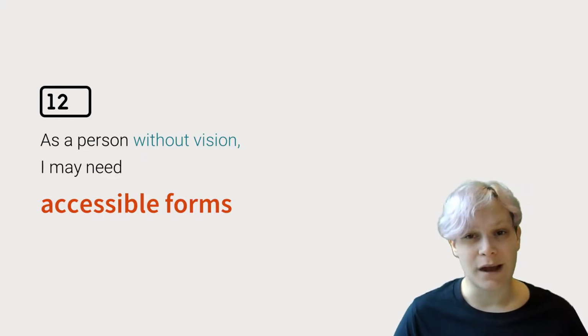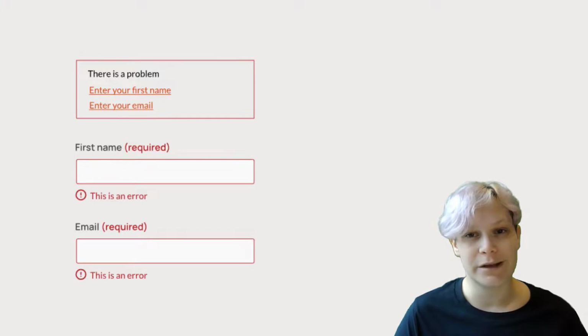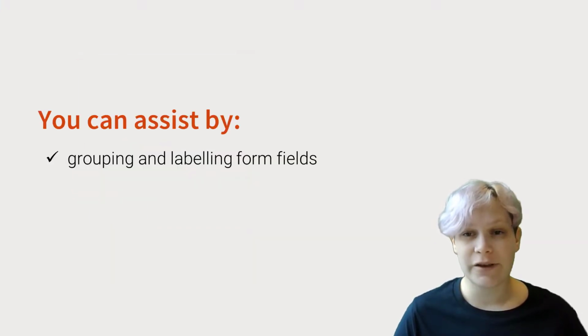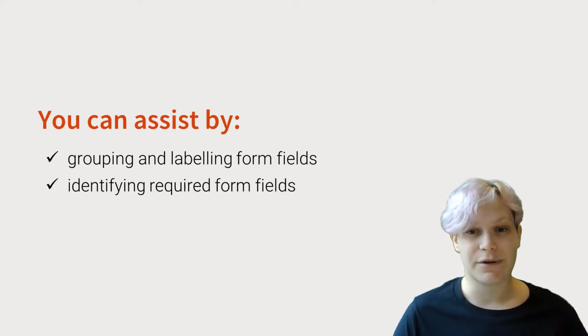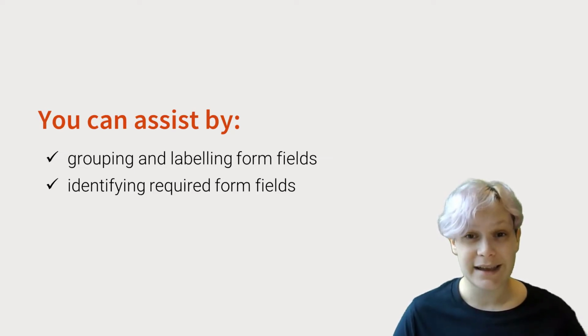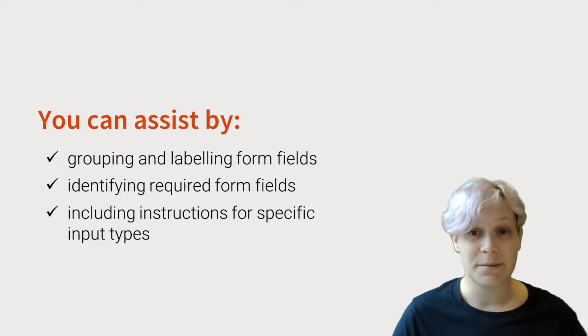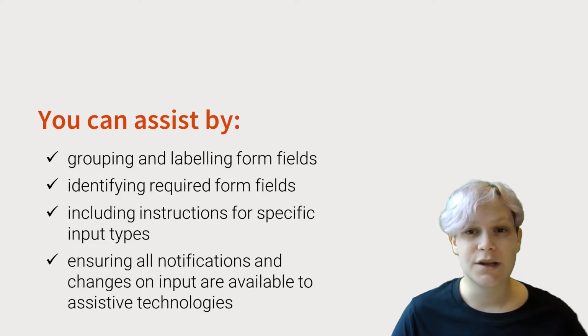Finally, as a person with no vision, I may need accessible forms. Forms are an essential part of many internet services, and it's important that all users know what is required from them to complete a form in order to do so successfully. You can assist by ensuring form fields are labelled and grouped so that each one can be identified, ensuring required form fields are identified clearly, including instructions for specific input types, for example, if a new password requires both letters and numbers, and ensuring errors, notifications, and changes on input are available to assistive technologies in order to alert the user.